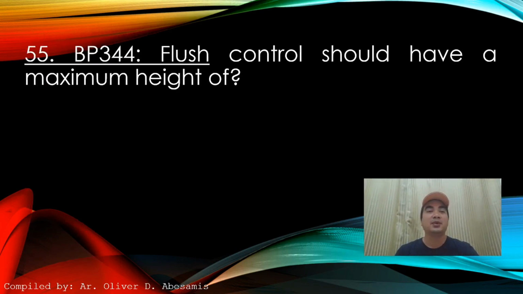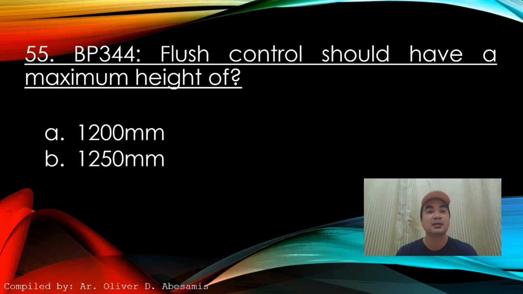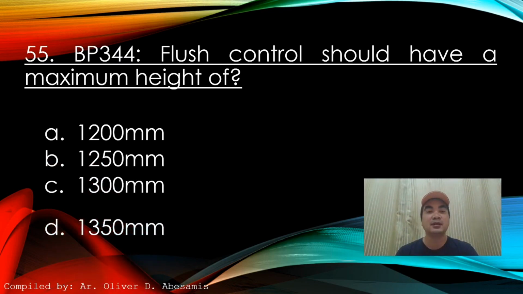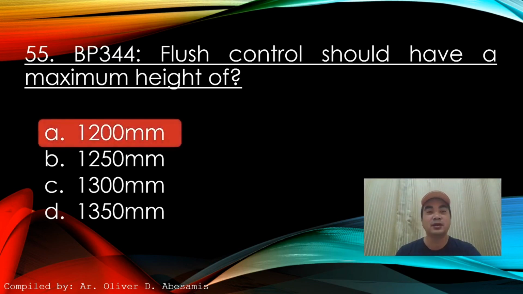55. As per BP344, flush control should have a maximum height of A. 1,200 mm. B. 1,250 mm. C. 1,300 mm. D. 1,350 mm. Answer: A. 1,200 mm.